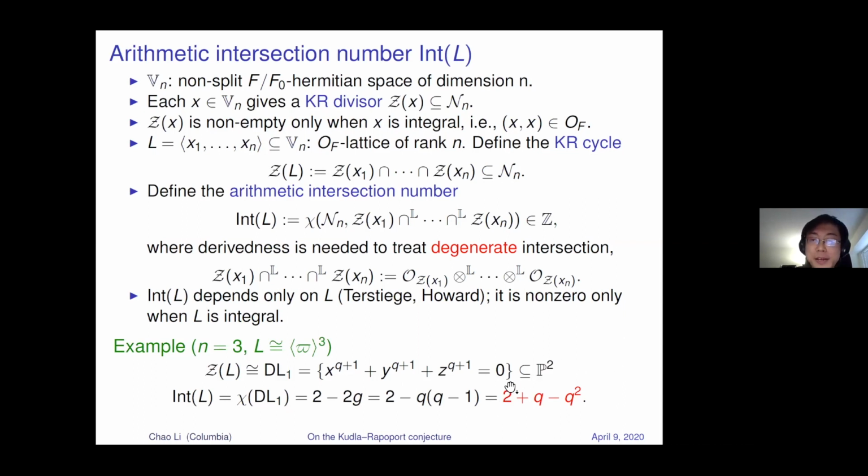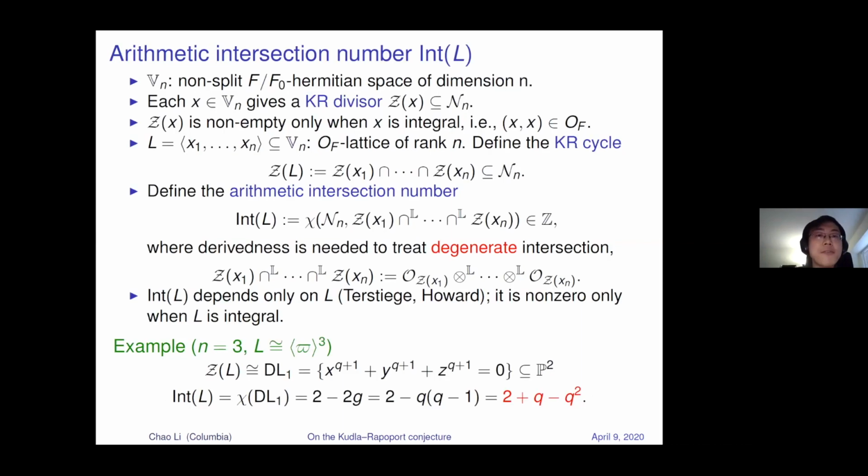Okay, keep in mind this number. We may need to encounter it again later. But anyway, you get this random number here as the intersection number associated to the simplest Hermitian lattice, where the 3 basis vectors are of norm pi. Okay, so I have finished the discussion of the arithmetic side.